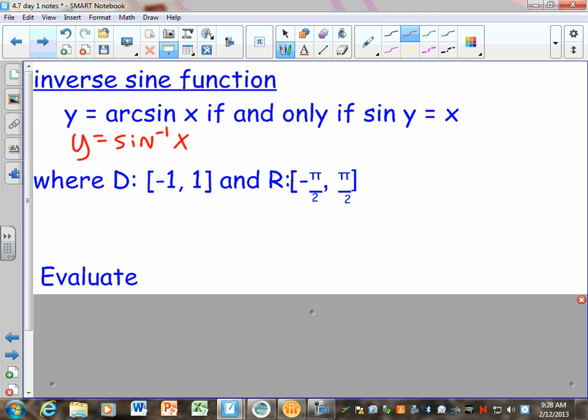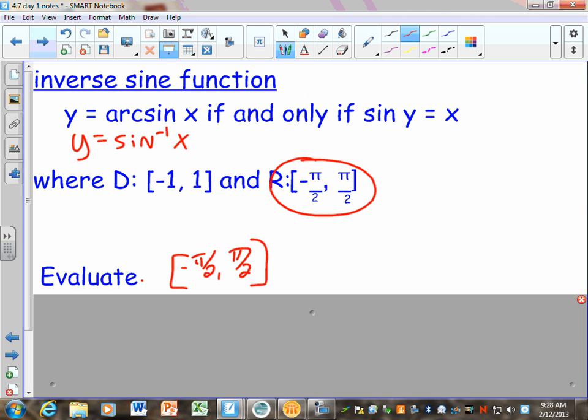The big thing that you have to remember is when you're evaluating these, your answers can only be in this range. There's never going to be an answer of pi for arc sine, because arc sine is only defined between negative pi halves and pi halves. So when it says evaluate, it's not going to remind you of that. You have to remember that your answers have to be between negative pi halves and pi halves.